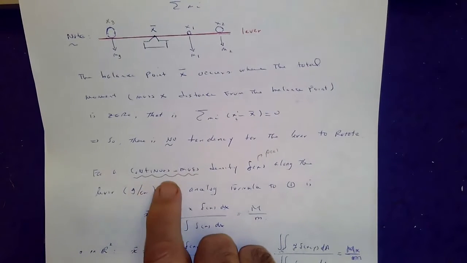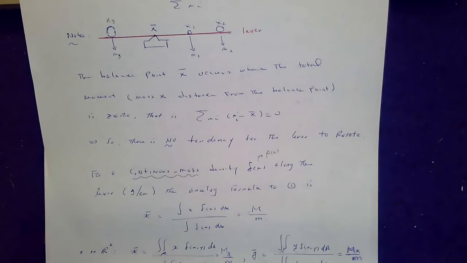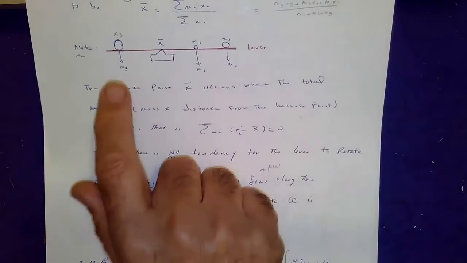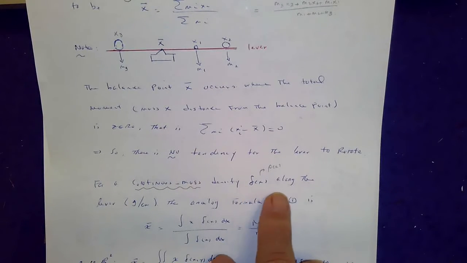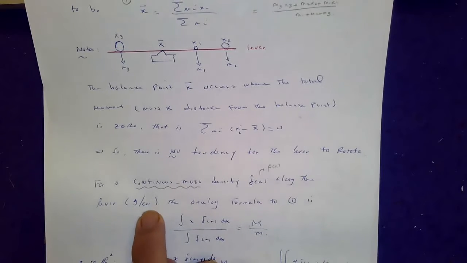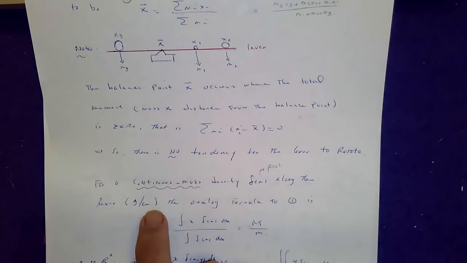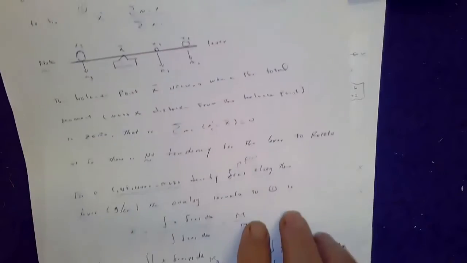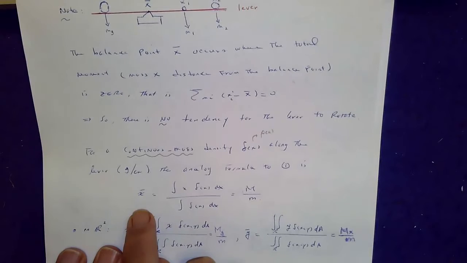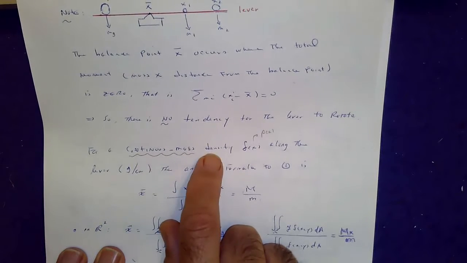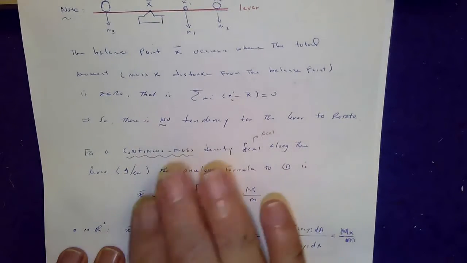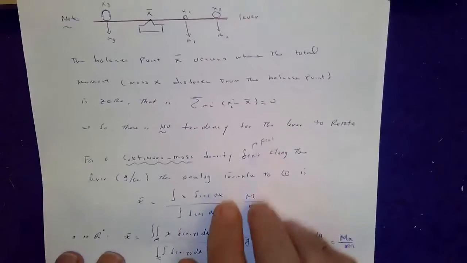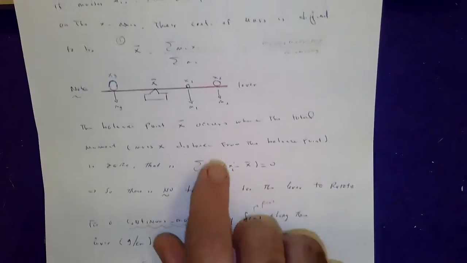However, the problem is, what do we do when we have a continuous mass density? In other words, what if the density of these masses is a function of x along the lever, and in terms of the units, let's say it's going to be so many grams per centimeter. So the analogous formula would be something like this. So the center of mass, if the density is continuous, so you know it's not discrete like this case.